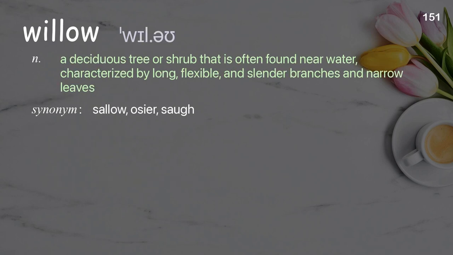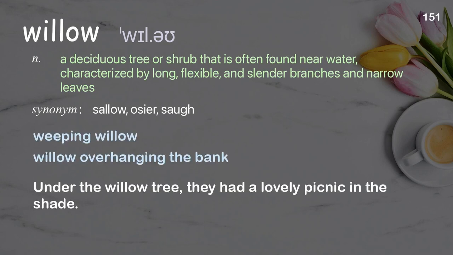Willow. A deciduous tree or shrub that is often found near water, characterized by long, flexible, and slender branches and narrow leaves. Examples: weeping willow. Willow overhanging the bank. Under the willow tree, they had a lovely picnic in the shade.